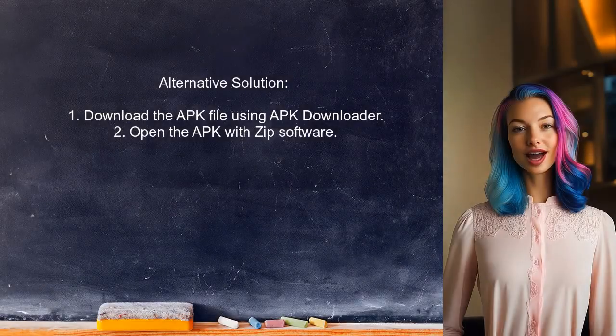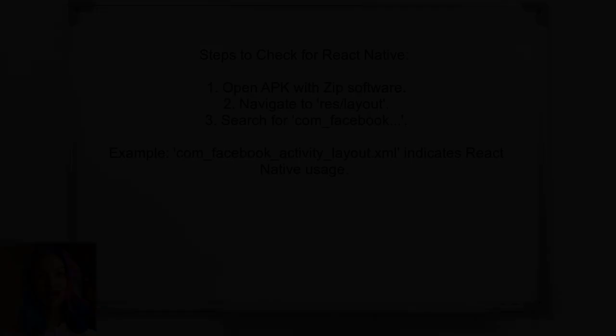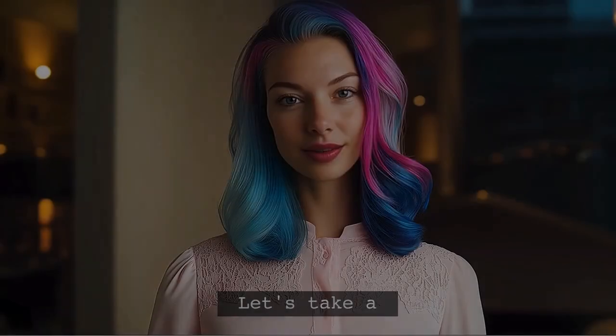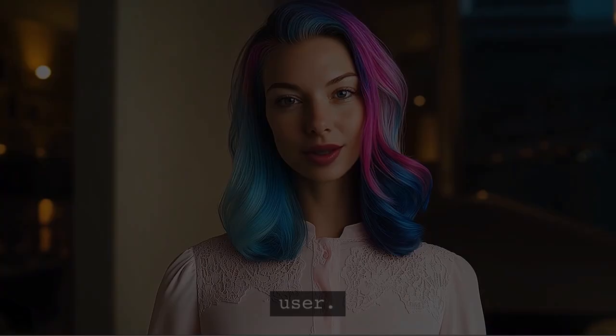One alternative approach to detect if an app uses React Native is to download the APK file to your computer. You can use a tool like the APK Downloader Firefox extension if you don't have the APK already. Next, open the APK with a zip software, such as Ark on Linux. Once opened, navigate to the res folder and then to layout. Here, search for any files that contain com.facebook. If you find a layout file like com.facebook.activity_layout.xml, it indicates that the app was built using React Native. Let's take a look at another answer from another user.